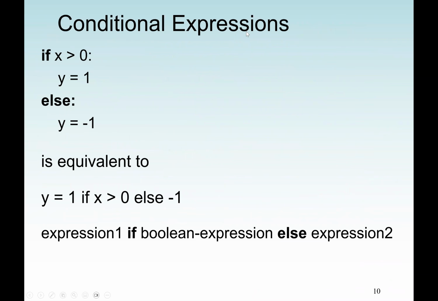We also have what we call conditional expressions. For example, we have the two-way if saying that if x is greater than 0, we assign 1 to y, else we assign -1 to y, which means if the condition is false, y will be -1. Now we can write this in this form also. This is called a conditional expression. Here we have the condition saying that if x is greater than 0, we assign 1 to y, else we assign -1 to y.